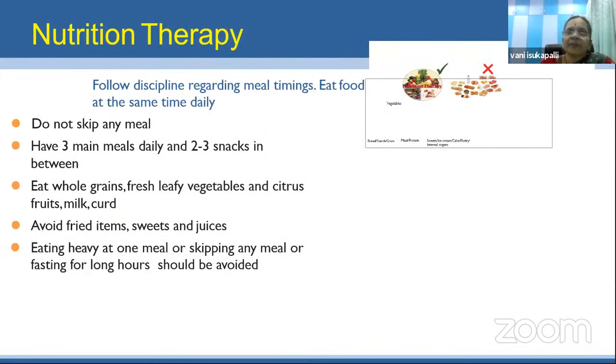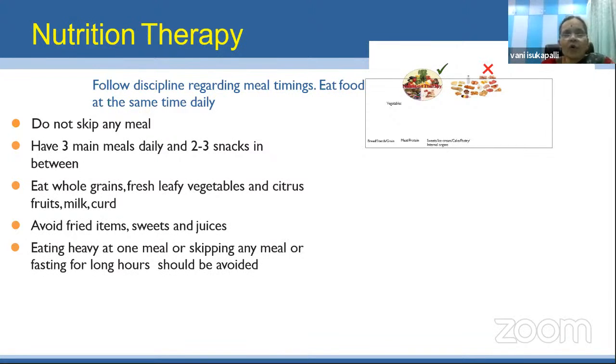Nutrition therapy. The basic advice is to follow discipline regarding meal timings. The antenatal woman has to eat food at the same time every day as far as possible. We need to advise her that she should not skip any meal. The basic rule is 3 main meals and 3 snacks. So that is the basic rule, which is to be given as education for every antenatal mother suffering from GDM.